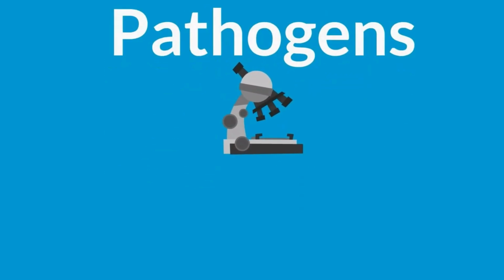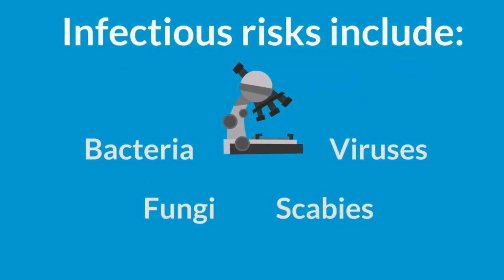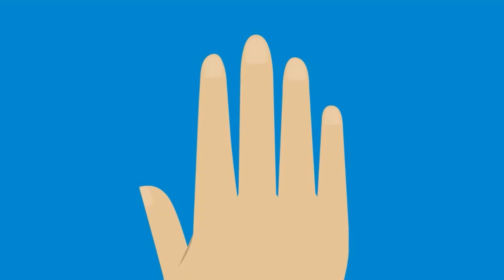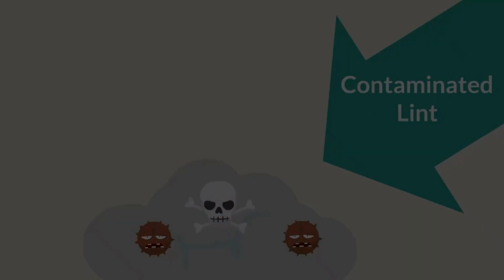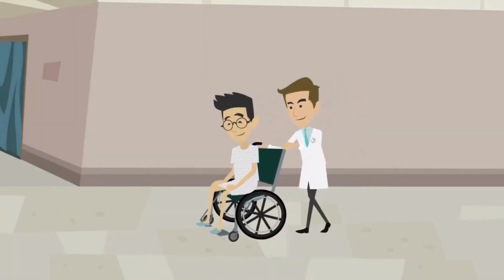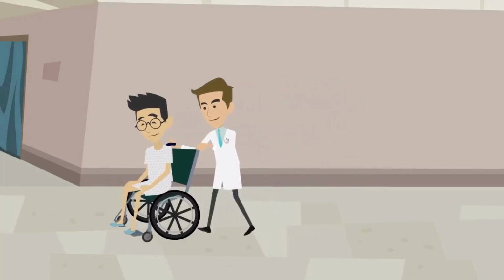Infectious risks to those working in the laundry processing areas include bacteria, viruses, fungi, and scabies, all of which have been documented as occurring. Pathogens can be transmitted from contaminated items to employees by direct contact or by exposure to contaminated lint. They can also be transmitted to patients or residents, as you will see here.